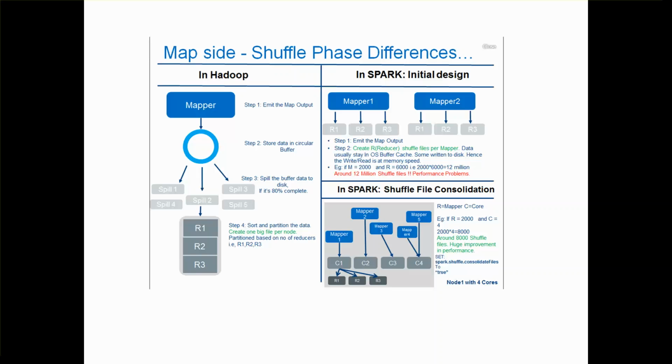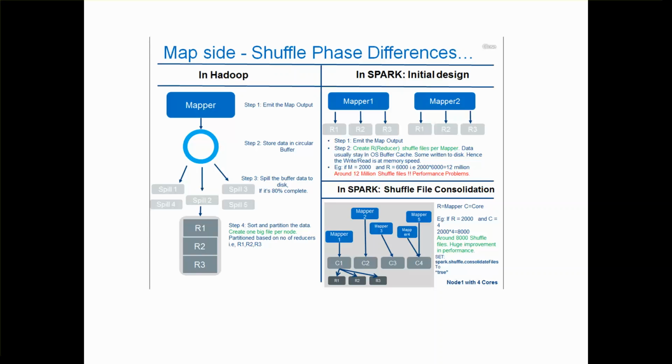In this example, they have written that suppose there are about 2000 mappers and 6000 reducers, so there will be 12 million shuffle files. But that actually was a flaw. It made some issues in the performance, so they came up with another solution.